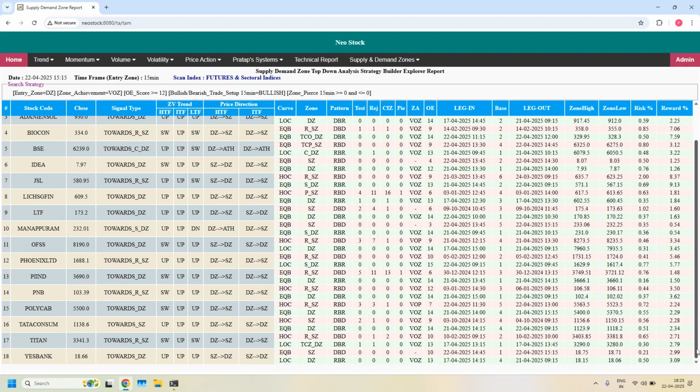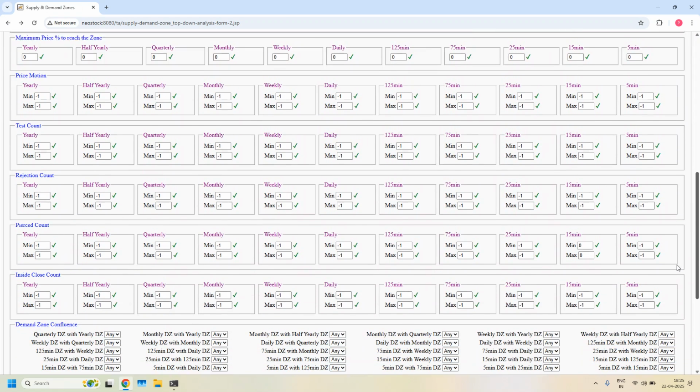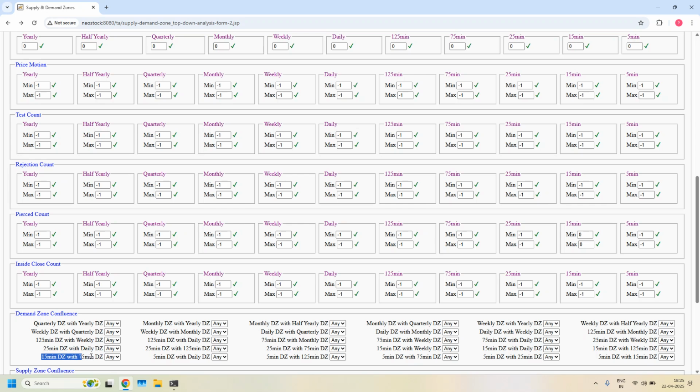That we will filter based on the zone confluence. First filter is LTF and ITF demand zone confluence. That is 15 minutes demand zone and 75 minutes demand zone confluence. So I am enabling the filter.